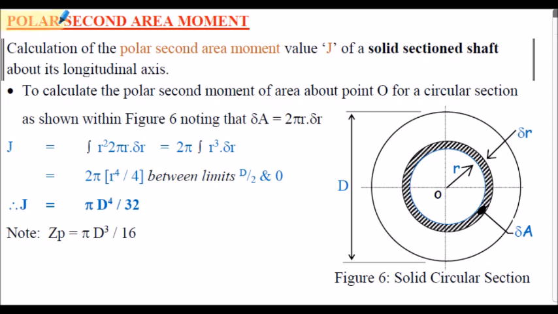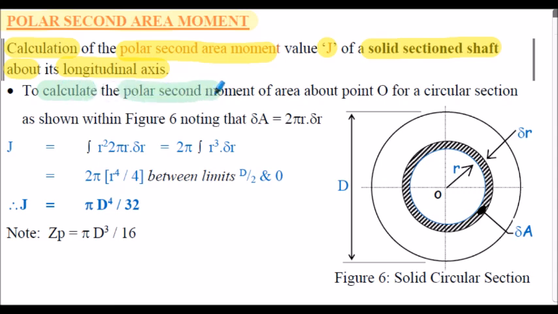Let's consider the polar second moment of area calculations. So this is the calculation of the polar second moment of area J for a solid section shaft about its longitudinal axis. To calculate the polar second moment of area about O, shown in our diagram here, for a solid circular section, shown in figure 6, and also noting that the area delta A, shown here, of our concentric tube, located at radius r and having very thin thickness delta r, can be written as 2 pi r delta r.